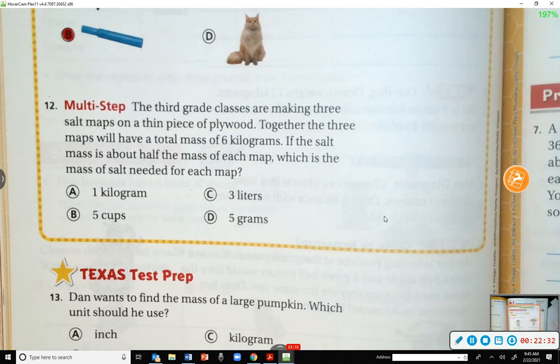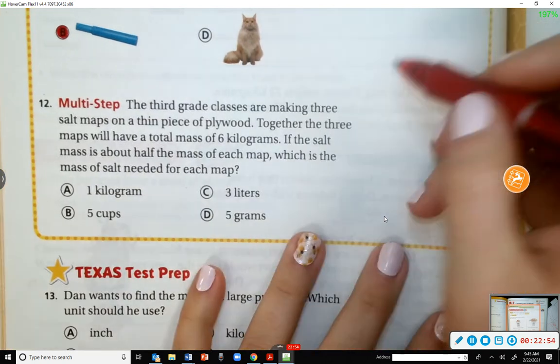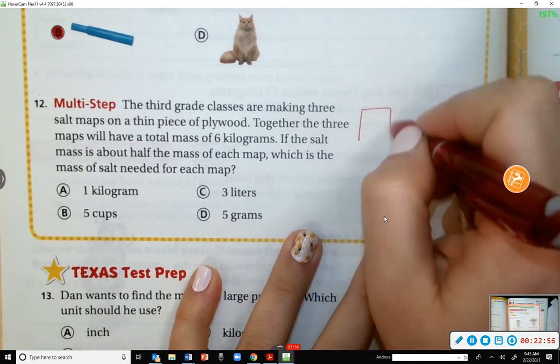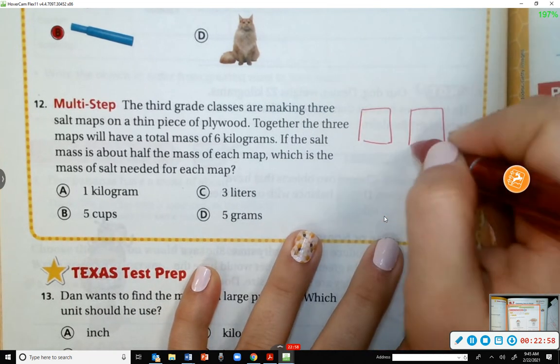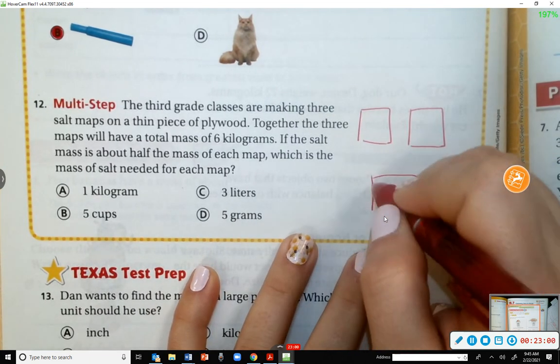Okay? Now, when there's a lot of words and it seems very confusing, the best strategy I like for you guys to do is to start drawing a picture. Okay? We're going to go back to the first sentence and see what we can start drawing. The third grade classes are making 3 salt maps on a thin piece of plywood. So what could I draw? 3 salt maps. 3 rectangles or 3 squares. Okay? Here's my 3 maps.